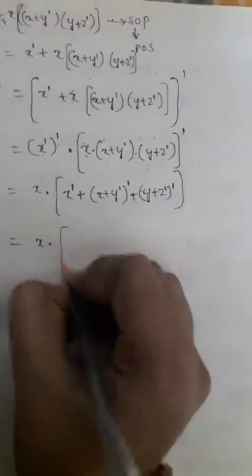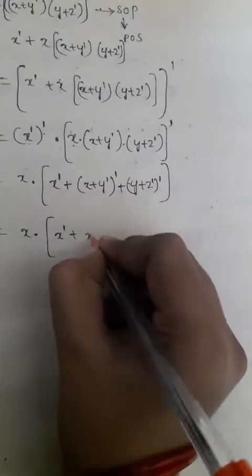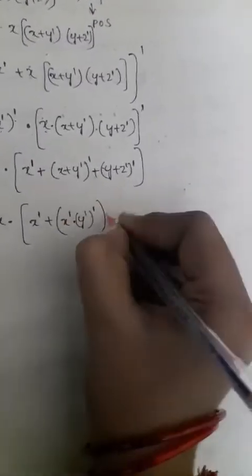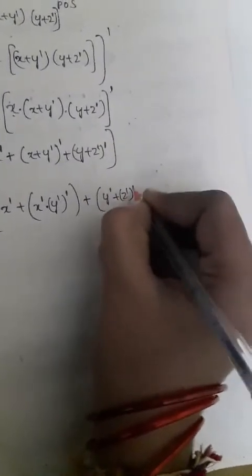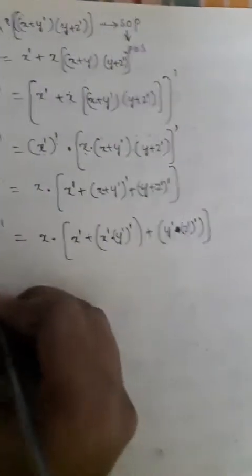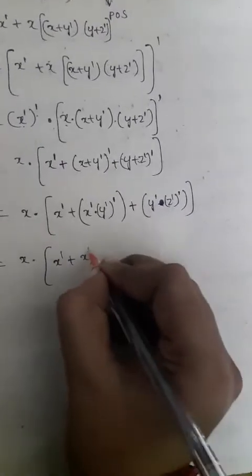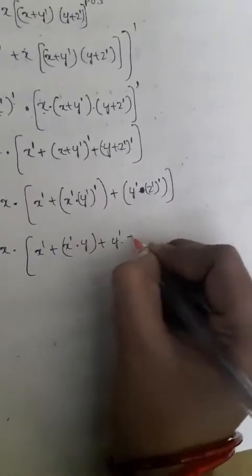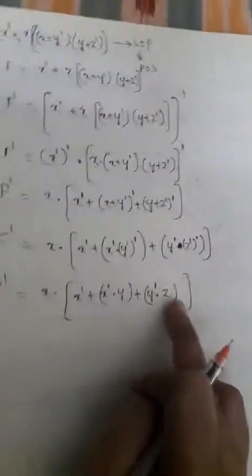x into, here x complement plus, you can apply this for this also. So x complement into y complement whole complement plus y complement plus z complement whole complement. So here plus will be converted to the dot now. So next f complement is equal to x into x complement plus x complement into y plus y complement into z. Okay, whole complement, that means double complement now will give the normal term.